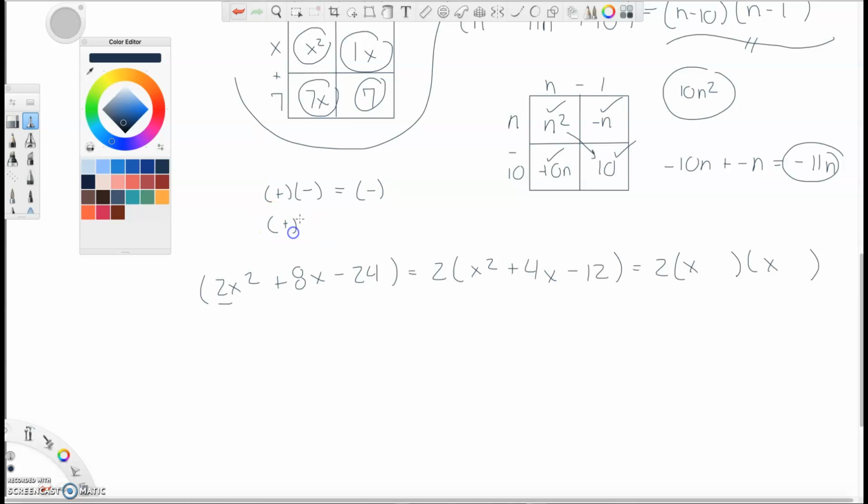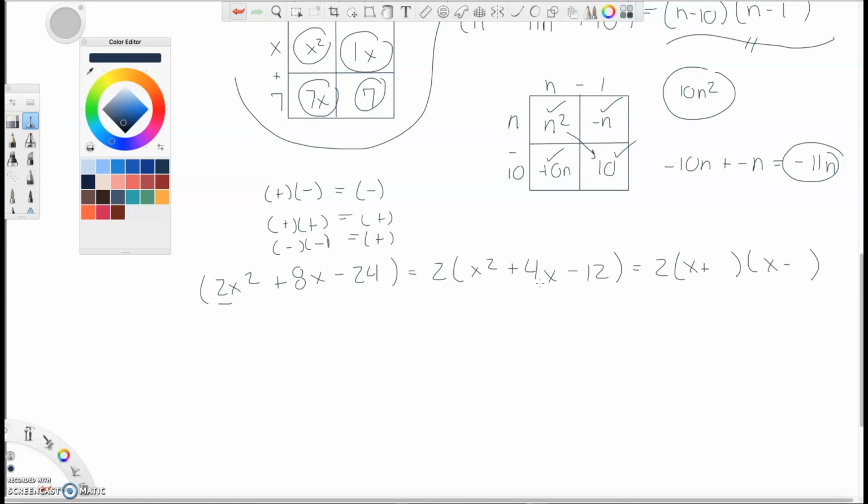A positive times a positive is equal to a positive. And a negative times a negative is still equal to a positive, all right? So the only way to get a negative from a multiplication is to multiply a positive times a negative. So we know that I'm going to have one negative and one positive here. Now I also know that the 4 is positive. So what two numbers, one positive and one negative, multiply to give me negative 12, but add to give me 4?